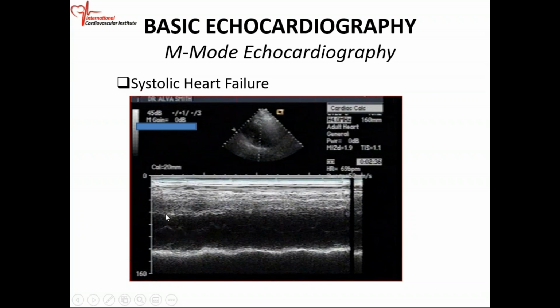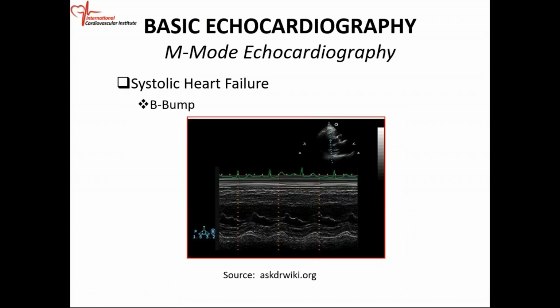Your E point to the septum is supposed to be less than 10 millimeters. So the separation of the E point to the septum should be less than 10 millimeters. If it's more than 10 millimeters, it's telling you that your LV systolic function is reduced.